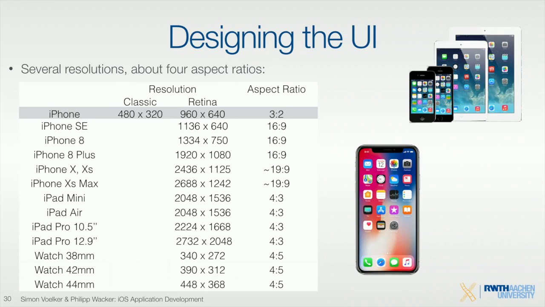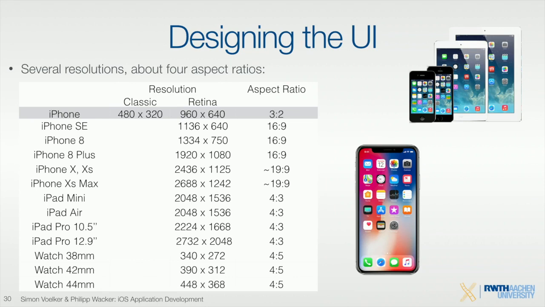So if you create an application for iOS, you have to make sure that you don't have a static interface, but an interface that can adapt to these different devices. Because usually you can also run your iPhone application on an iPad, and it looks a little bit different, so you have to think about these things. And this is where auto layout comes into play, my all-time favorite thing. So that's why Philipp will explain this.